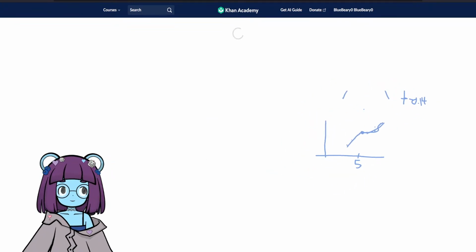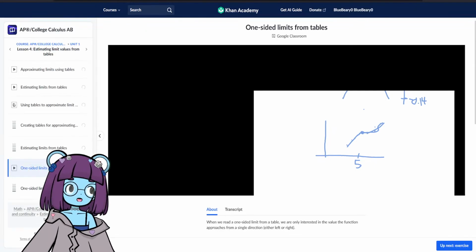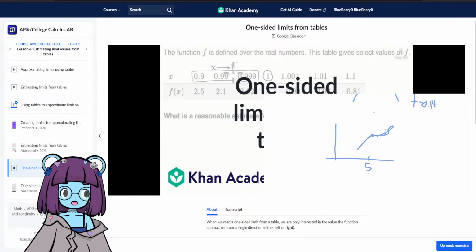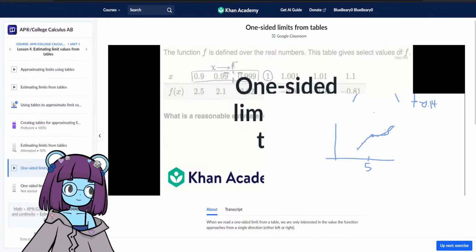Wait, I had my scratch paper. What happened to my thing? I had my scratch paper on the entire screen. No, I'm dumb. I'm so dumb. I'm sorry. I had it blocking the entire screen. I'm actually so stupid.